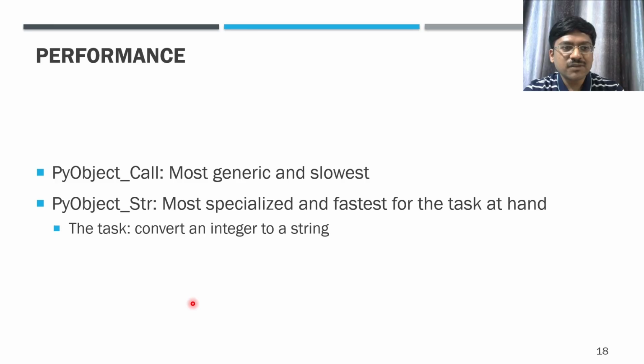Well, coming to performance, which is one of the most important aspects about why we went from py4cl2 to py4cl2-cffi, we note that for the particular task at hand, which converts an integer to a string, we have the most generic pyobject-call, and it's also the slowest. But we also have the most specialized and also fastest for the task at hand, pyobject-str. Both of these are C functions. So we compare performance in terms of code that calls these functions.